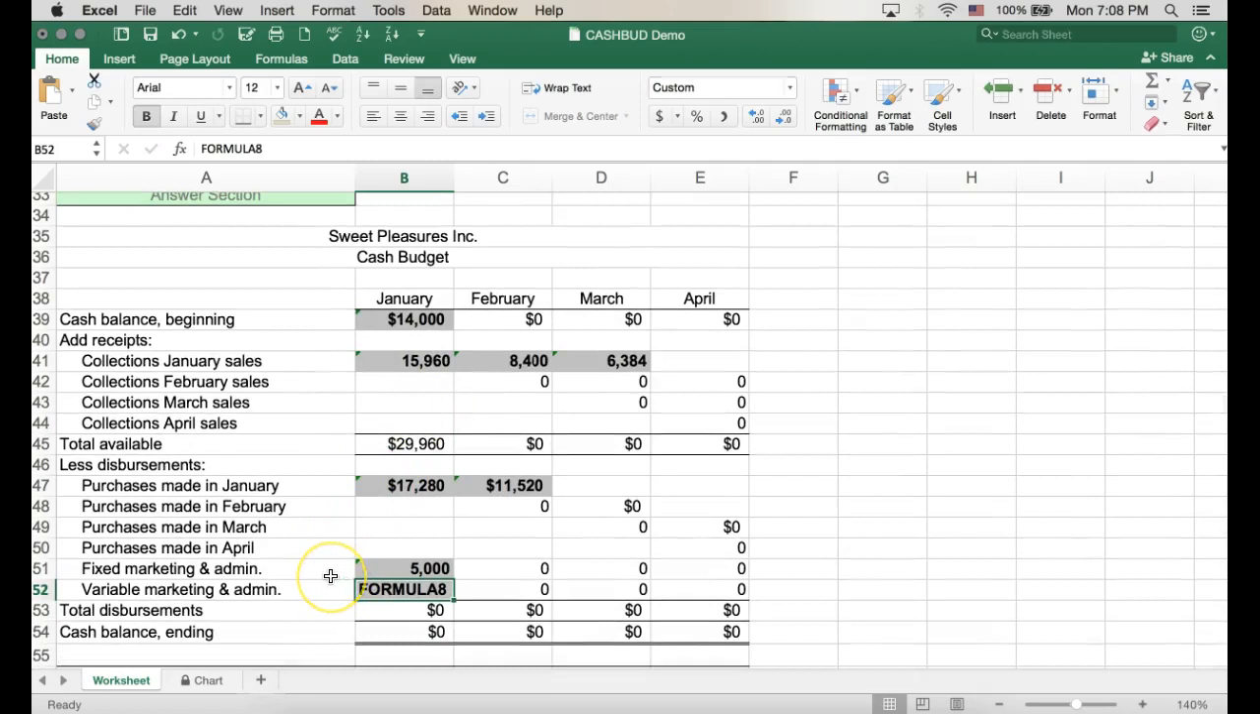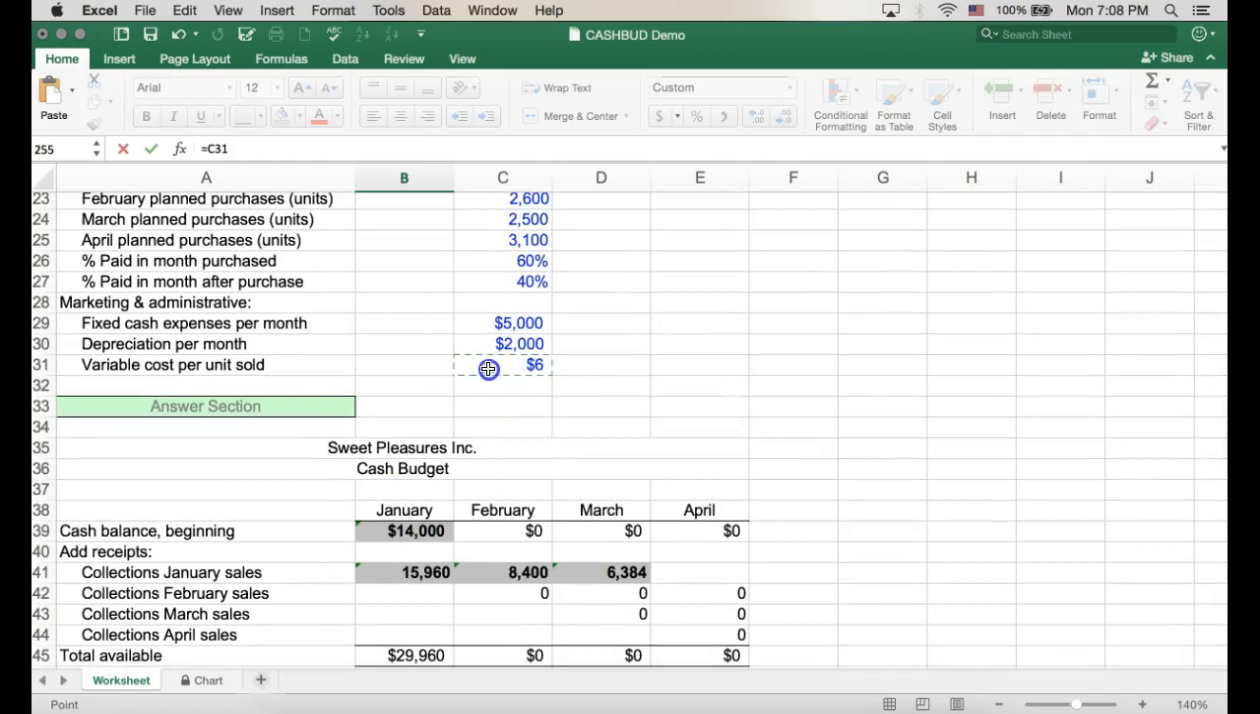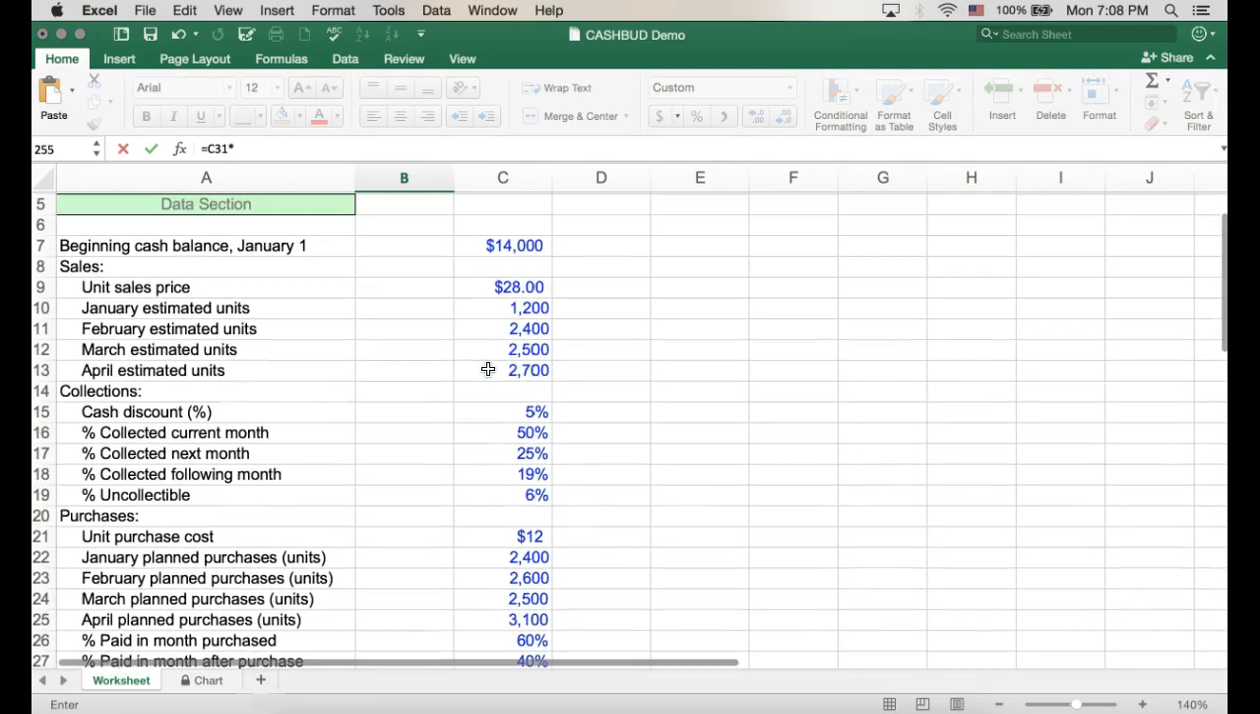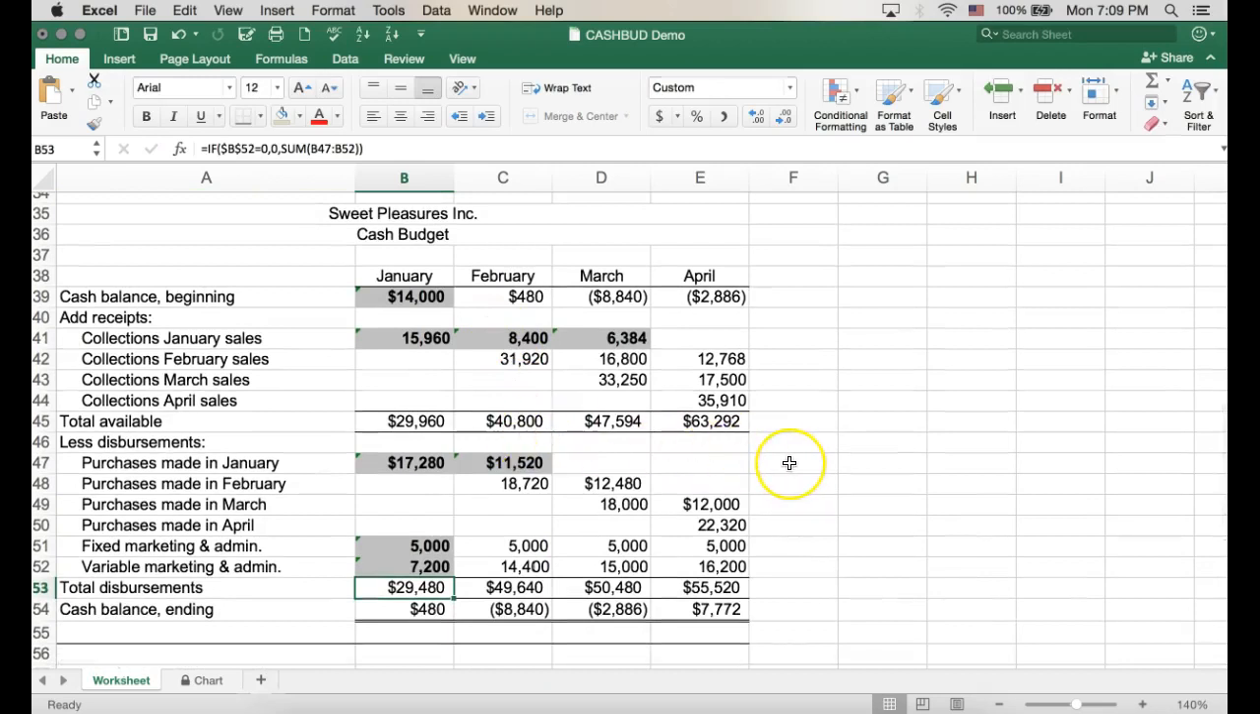Variable marketing, we go up here, it's $6 per unit sold, so it's $6 times the budgeted sales, and that completed our cash budget.